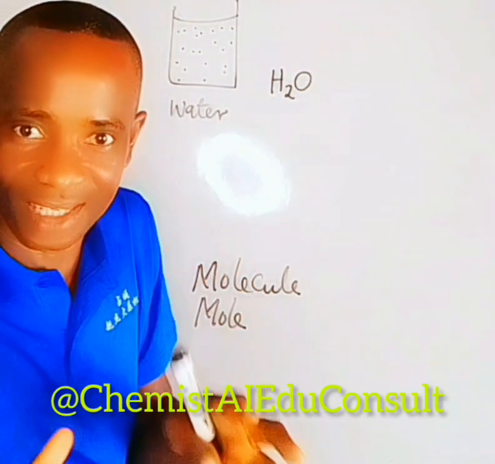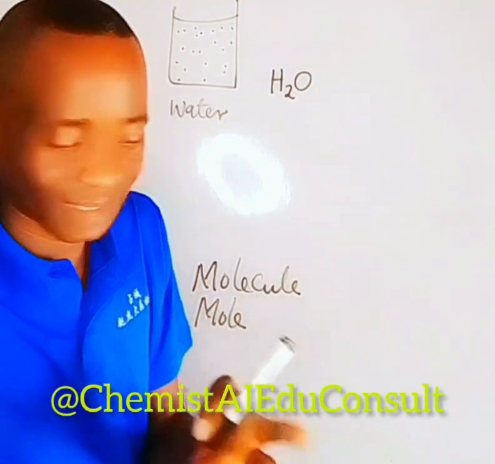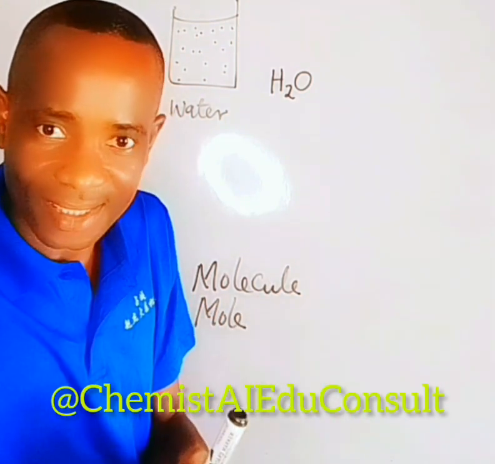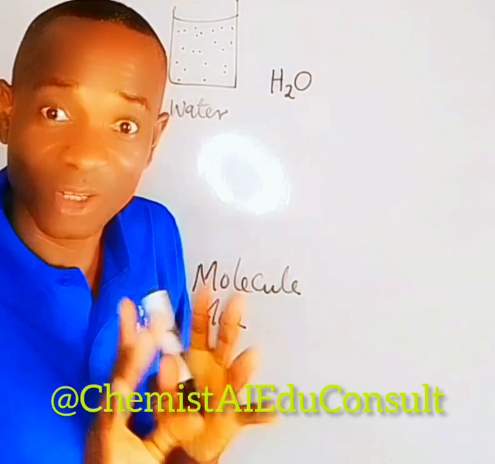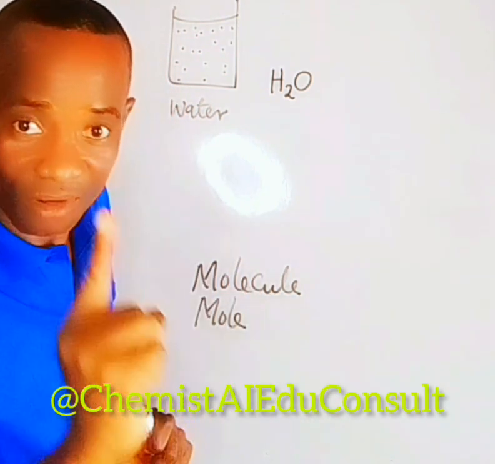But this tiny bit of water, when you separate it from this water, will still have all the characteristics of water: a boiling point of 100 degrees Celsius, colorless, tasteless, odorless, neutral to litmus paper, and so on and so forth. And that is why it is called a molecule of water.